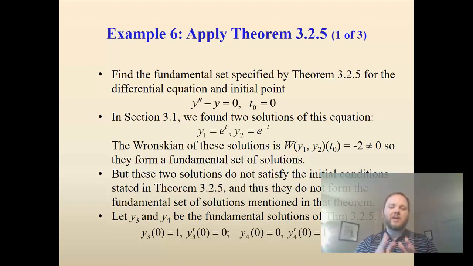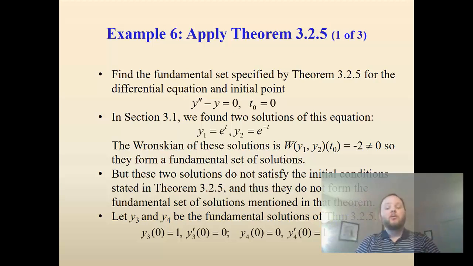So let's take a look again at this differential equation. We've seen this before in the last section: y double prime minus y is equal to 0, and we're going to say our initial time is 0. Easy, good one. Last time we talked about how the two solutions are e to the t and e to the negative t. So this theorem, like I said before, will allow us to solve for systems to create a new set of solutions. In this case, we're going to call it y3 and y4.